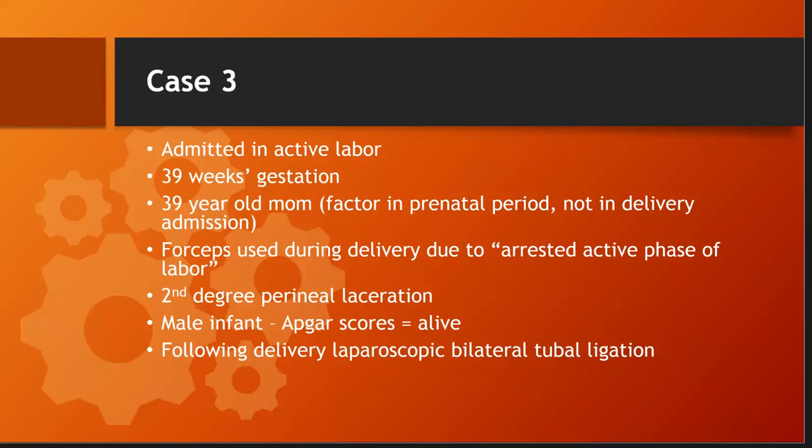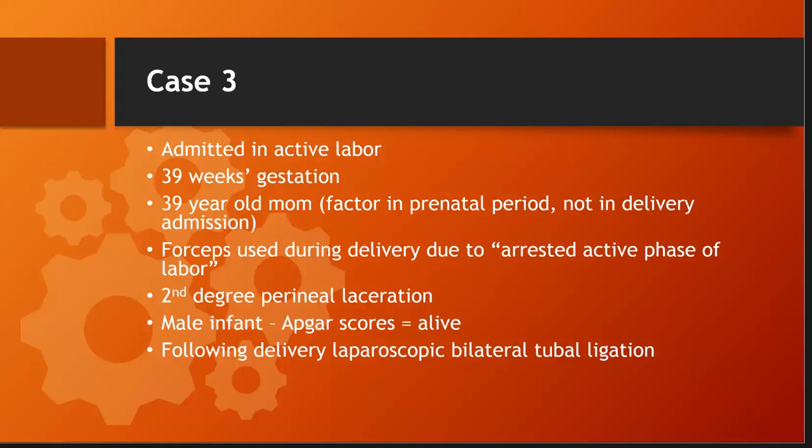Case 3, you were asked to also code a woman who was admitted in active labor. She's 39 years of age. She also is at 39 weeks gestation. She comes in and is only dilating 5 centimeters 6 hours after admission. They give her Pitocin, and she progresses to complete dilation. Low forceps were used due to arrested active phase of labor. So she dilated, but then her labor stopped during the delivery process, and they had to use forceps to facilitate getting the baby to be born.